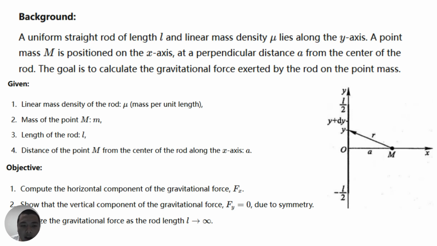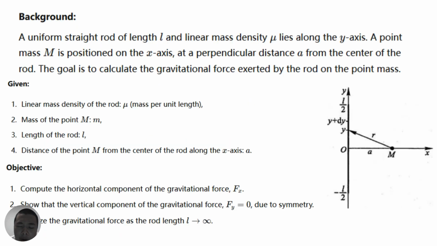Okay, let's see the situation which is given. The linear mass density of the rod is mu. The mass of the point is m. The length of the rod equals L, and the distance of point m from the center of the rod along the x-axis equals a. Our objective is to compute the horizontal component of the gravitational force Fx, show that the vertical component Fy vanishes due to symmetry, and analyze the gravitational force as the rod length L approaches infinity.